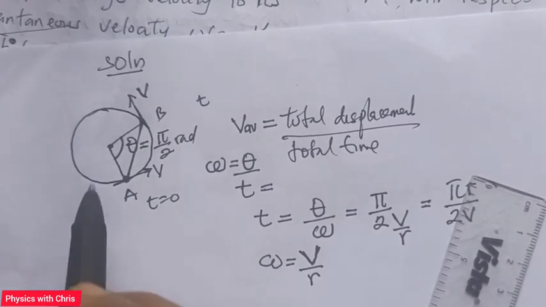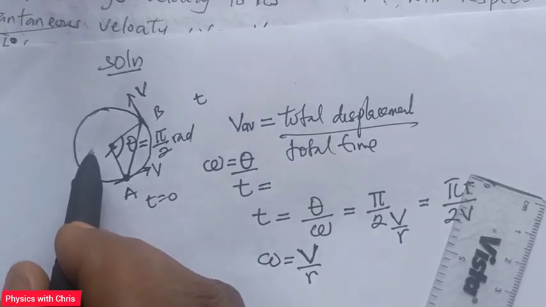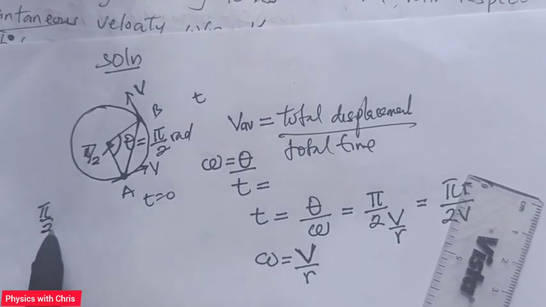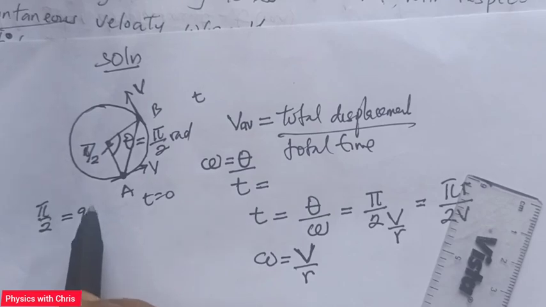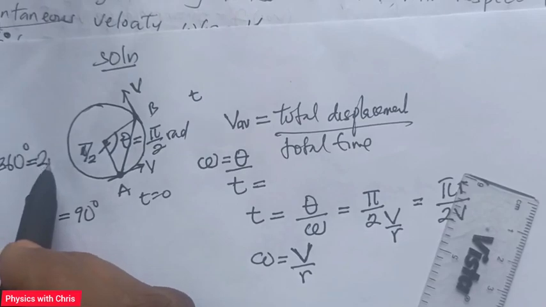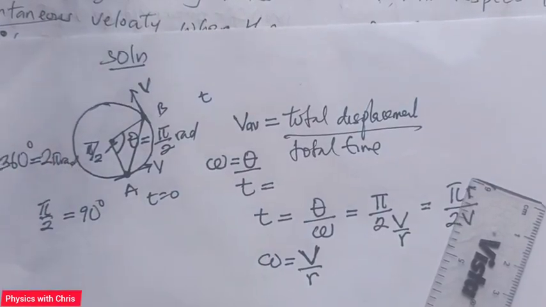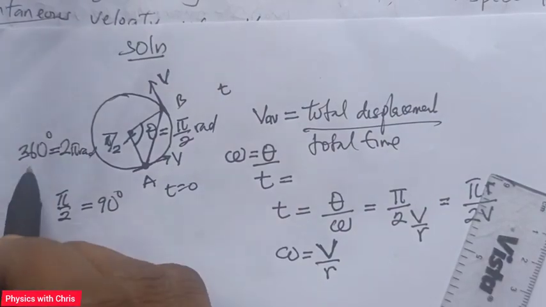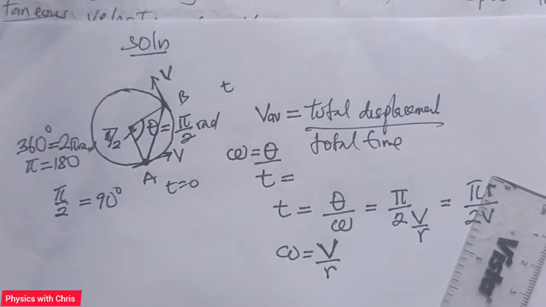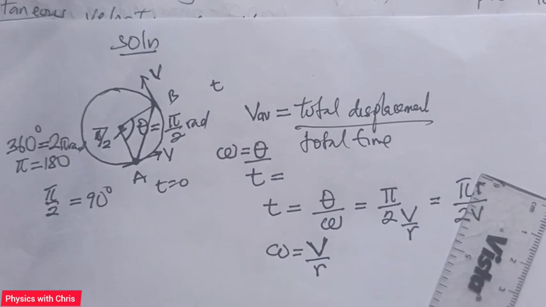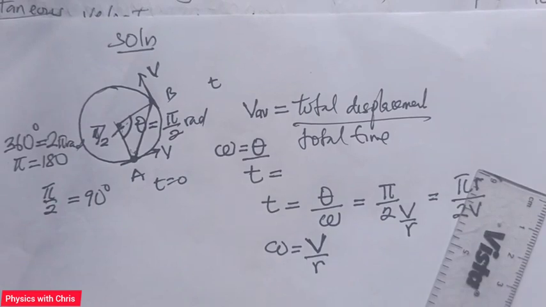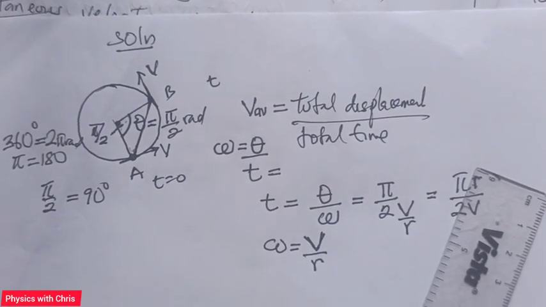Okay, so given that our angular displacement is pi over 2, of course in degrees, pi over 2 radian is 90 degrees. Of course, you know that 360 degrees equals 2 pi radian. If you already know that, that is it. And so pi radian is 180 degrees, so if you divide both sides by 2, you come to see that 90 degrees is pi over 2 radian. Okay, which means this is a right angle triangle because the angle subtended at the center is 90 degrees.